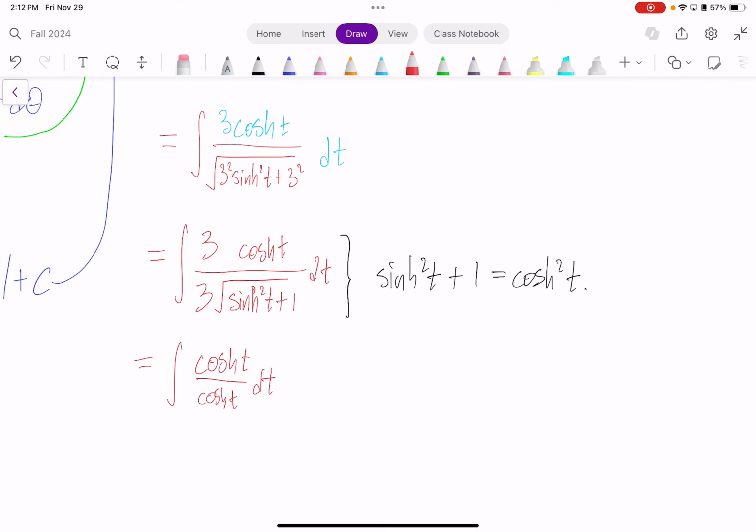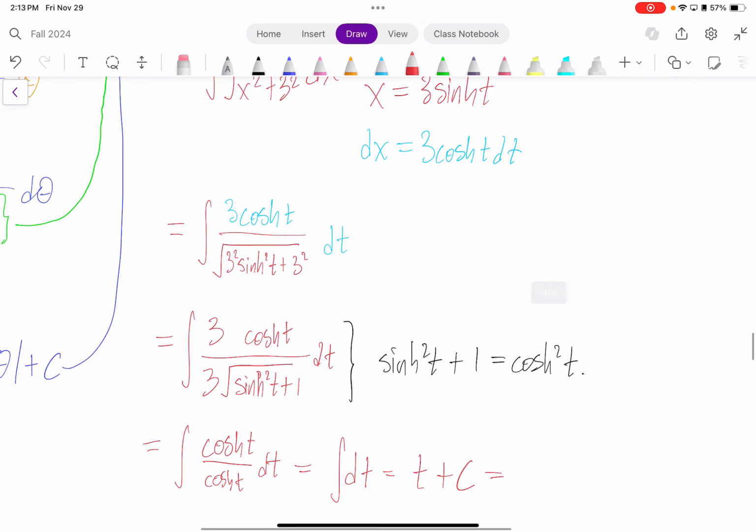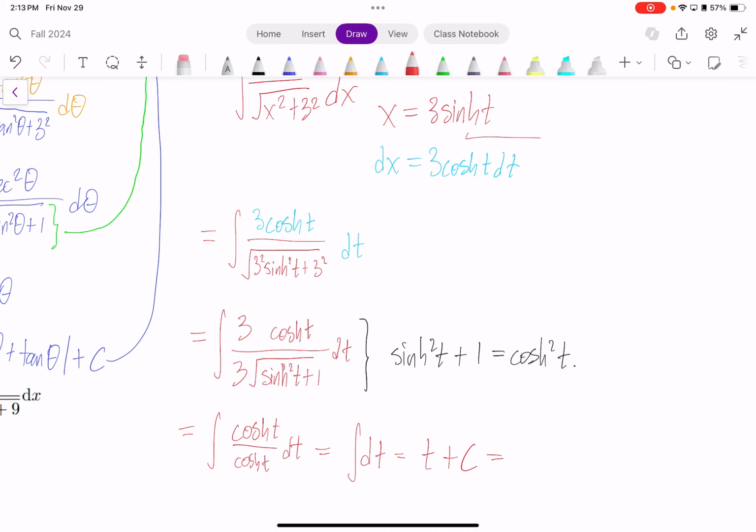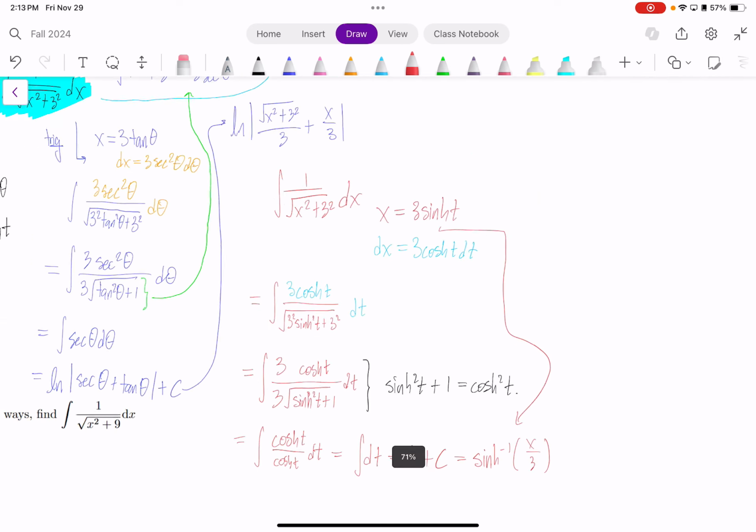So this is the integral of cosh t over cosh t. It's just going to be the integral of dt, which is just t plus c, which is equal to, if we sub this back in, t is going to be the sinh inverse of x over 3.